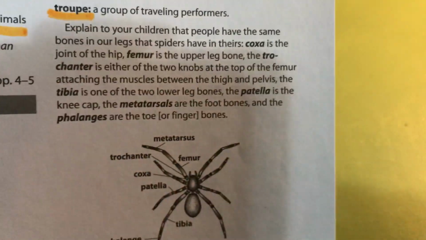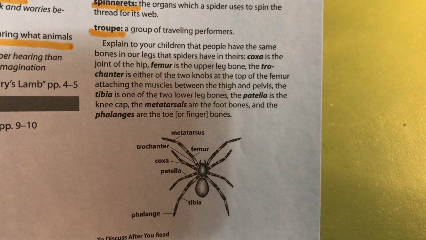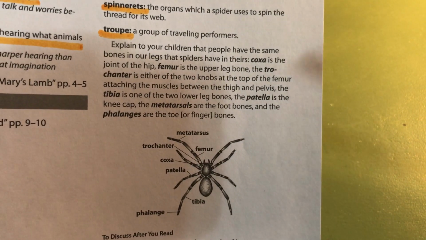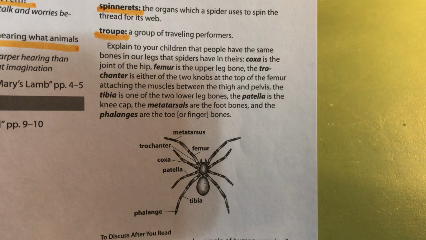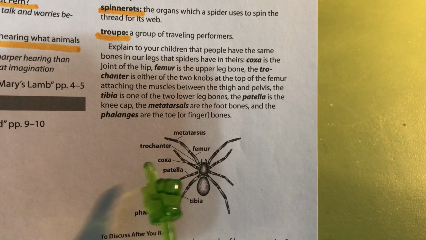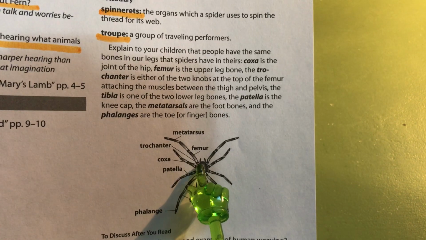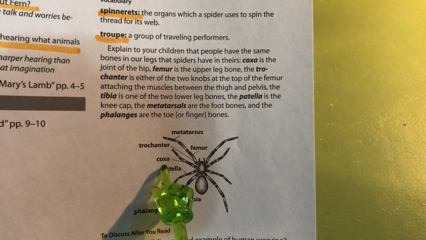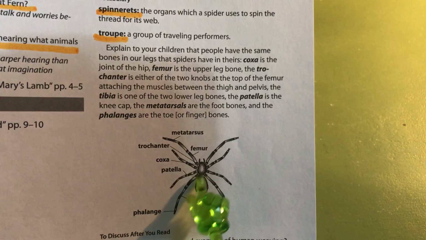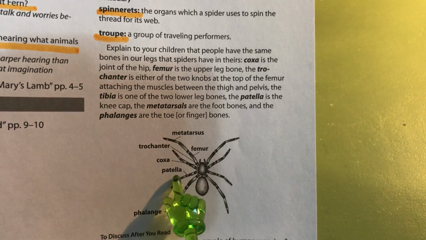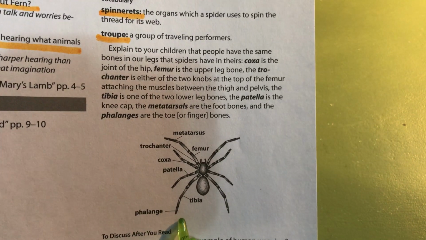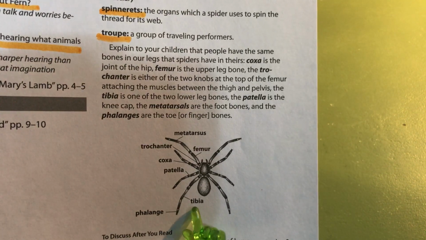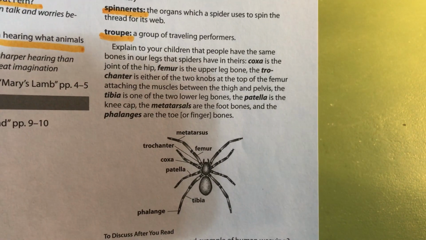And I want to just show you the body of a spider here. And if you'd like to take the time to read that and learn more about this spider, that would be excellent. It has metatarsus, which are the end there. It has a femur, which is a bone just like a person has. It has a trochanter as the top part of its leg right near its body. It has the coxa, which is the joint of the hip, a patella, just like people have a kneecap. It has phalanges, which are toes or finger bones, just like people have. It has a tibia, which is also the name of one of our leg bones.